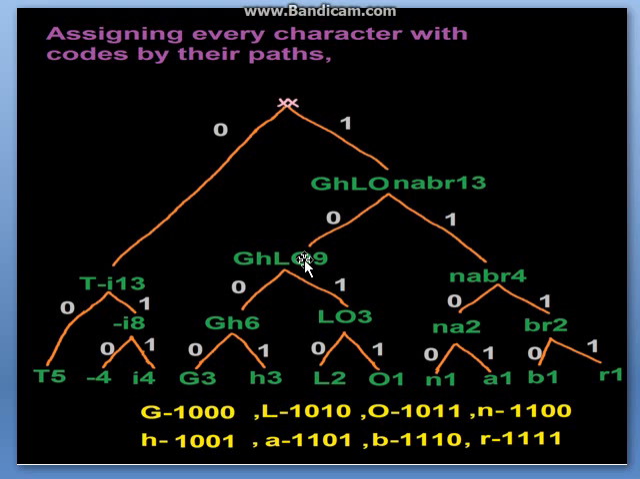Now have a look at N, how code for N can be written. Starting from top, we have 1 1 0 0. So we have 1 1 0 0, a 4-bit code for N. Now for R, 1 1 1 1. We have a 4-bit code for R, 1 1 1 1.